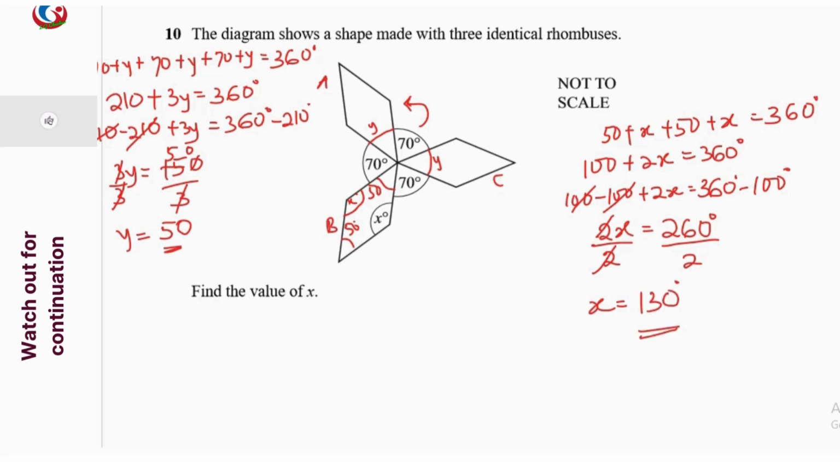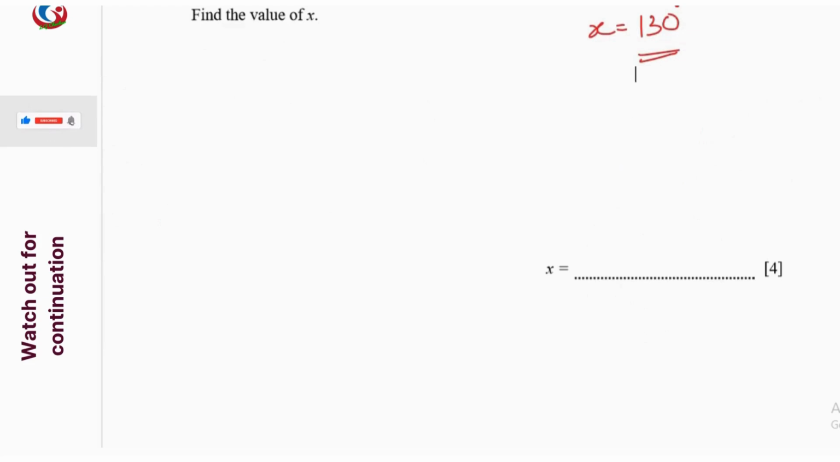You now come to the space provided and just write 130 there. We just write 130 degrees. With this your workings, you get your full marks.